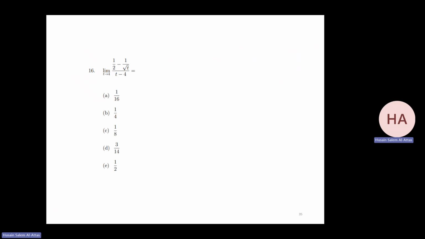Let me simplify first. I have the limit as t goes to 4. If you substitute, you have 0 over 0. So that will be square root of t minus 2 over 2 square root of t, for t minus 4. Now I can rationalize.